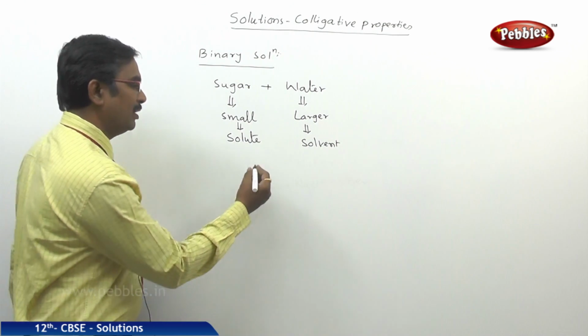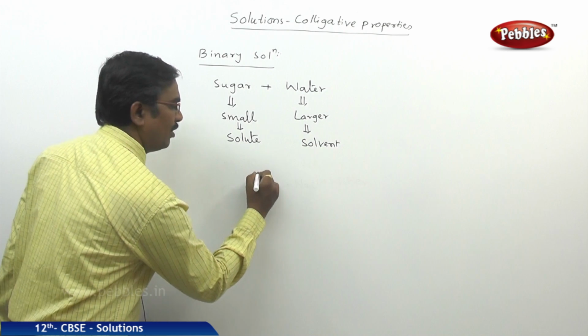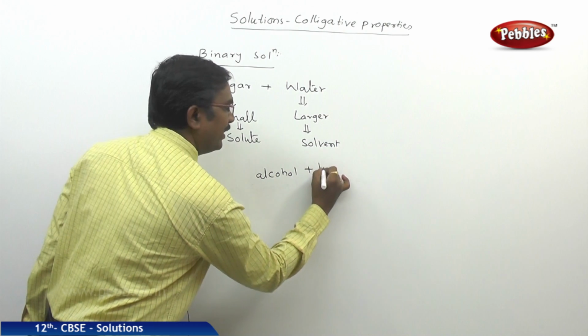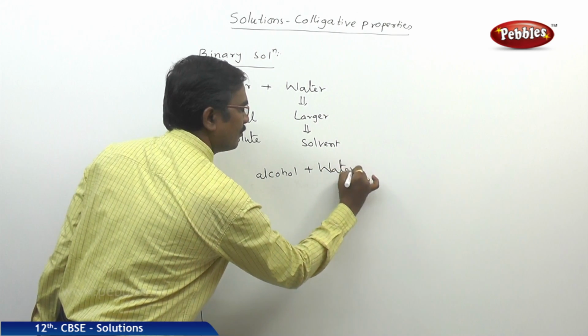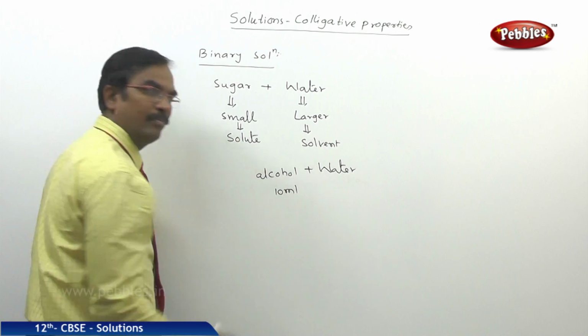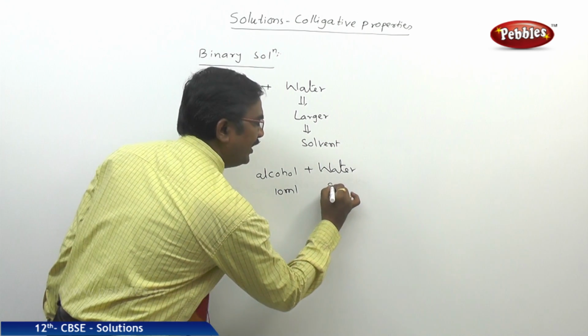Suppose, for example, the aqueous solution of alcohol. Suppose you take alcohol and water. Assume here we have only 10 ml of alcohol and about 90 ml of water.